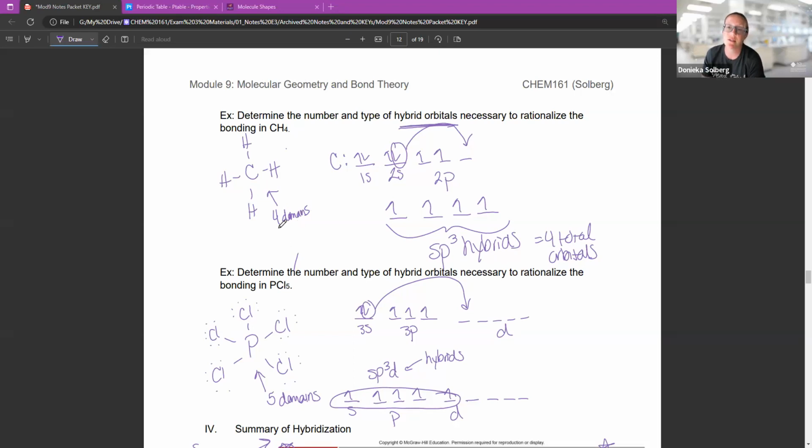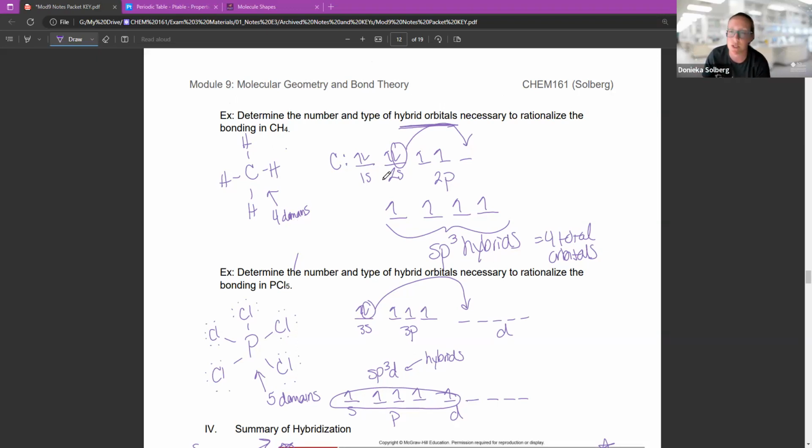Okay, so for these 2 examples, it says determine the number and type of hybrids necessary to rationalize the bonding in CH4. Well, CH4 has 4 domains. I drew its little dot structure, so it needs 4 orbitals. You always start with S, so I need an S and 1, 2, 3 P's. This is sp3 hybridized. That's it.